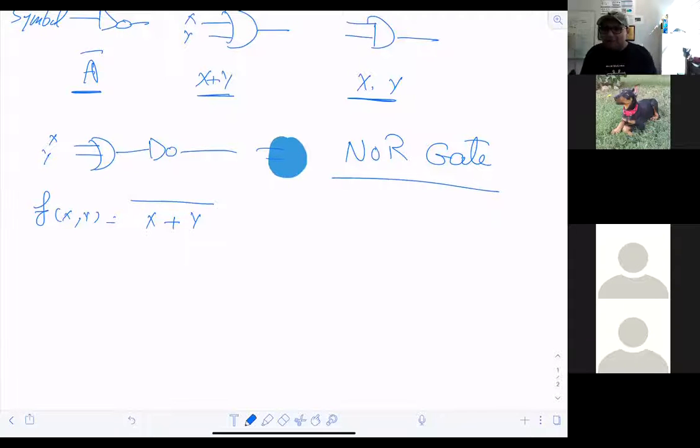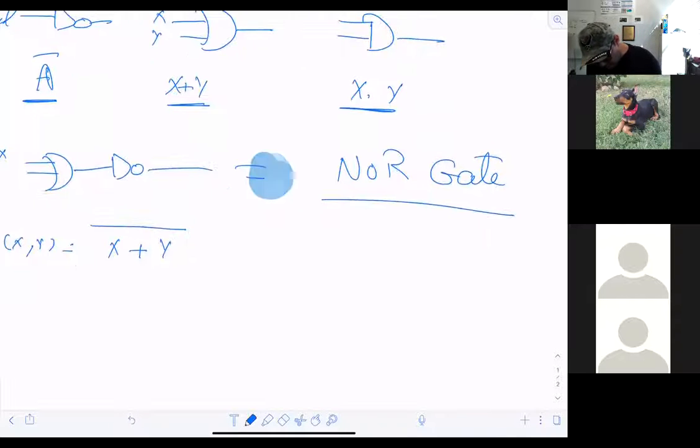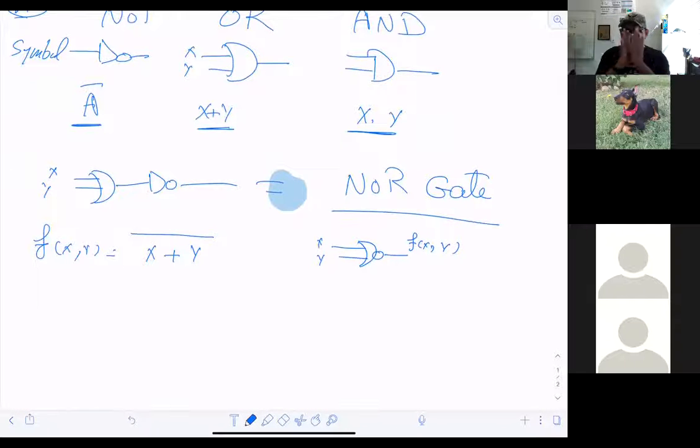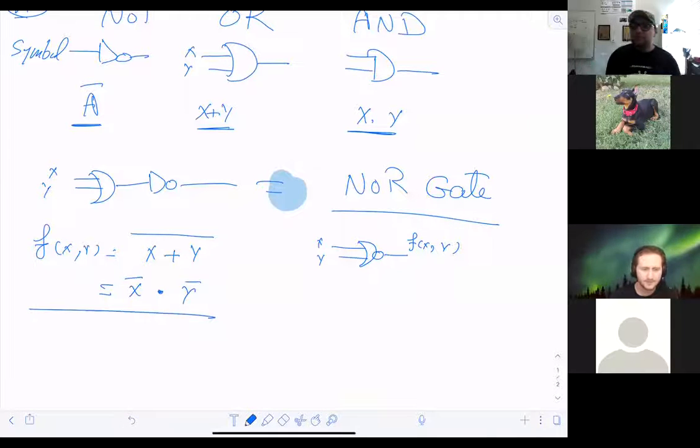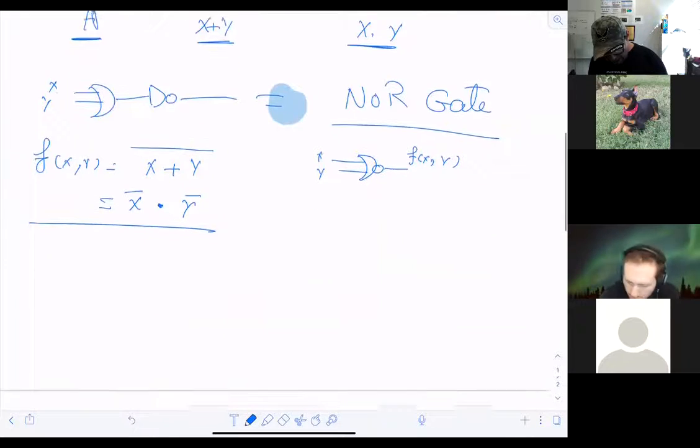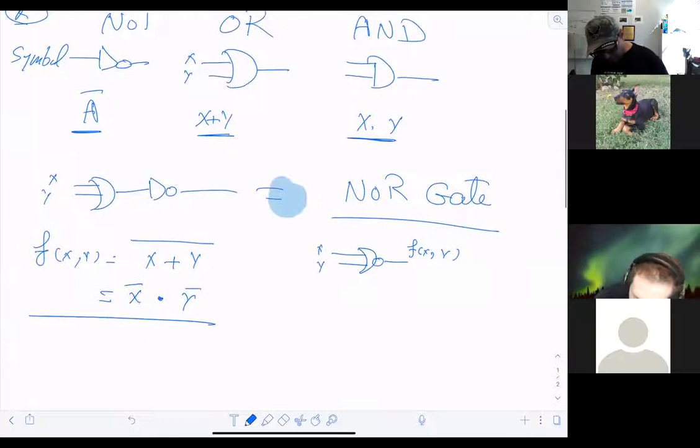Anyway, so now we have X OR Y complemented. Makes sense, right? Symbol wise, it does look like that. It's an OR with a circle, right? If you would like to break it, you're going to use De Morgan, right? So De Morgan says X complement, Y complement, and the OR will turn to be what? AND. Do you guys agree? Now we learned about the NOR gate.